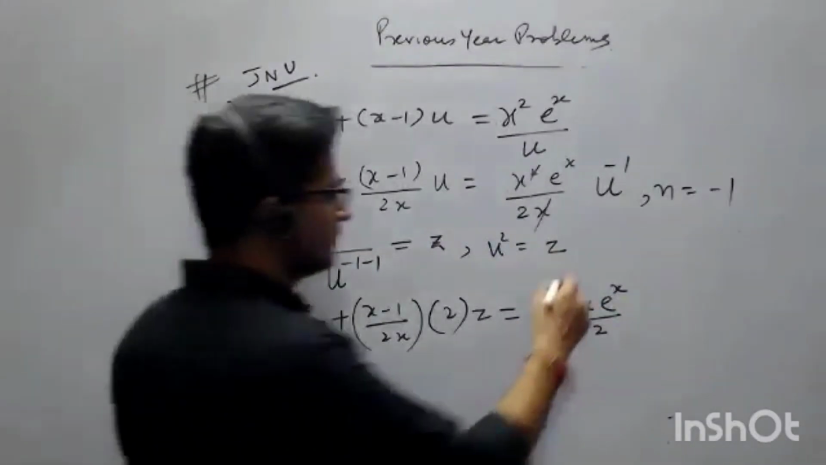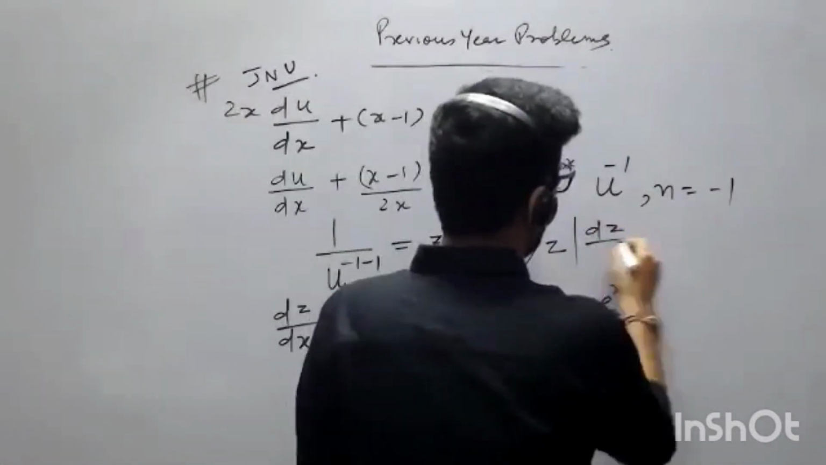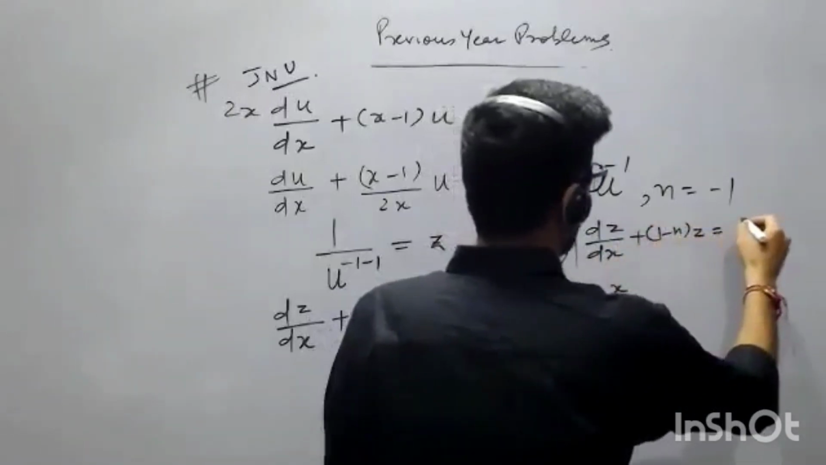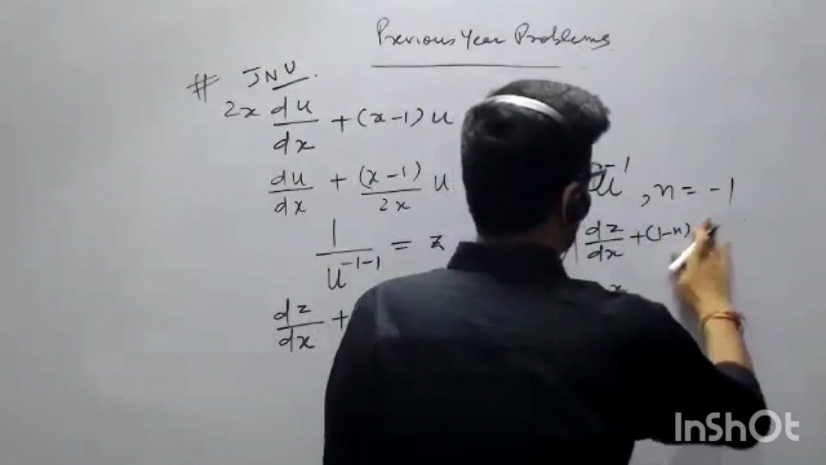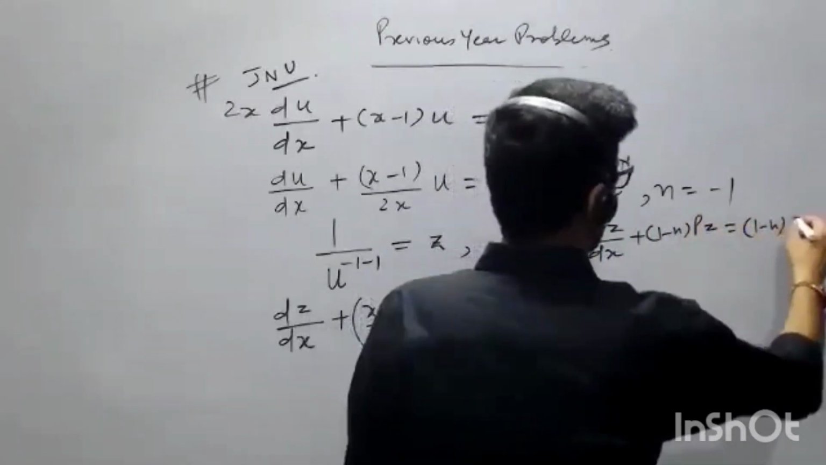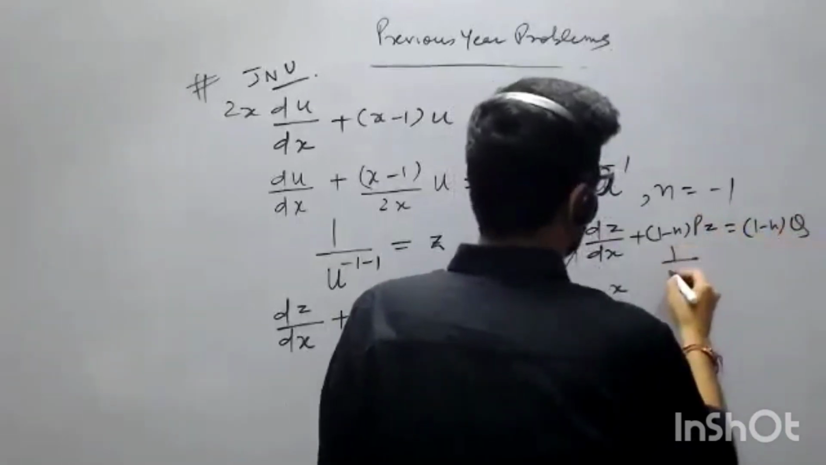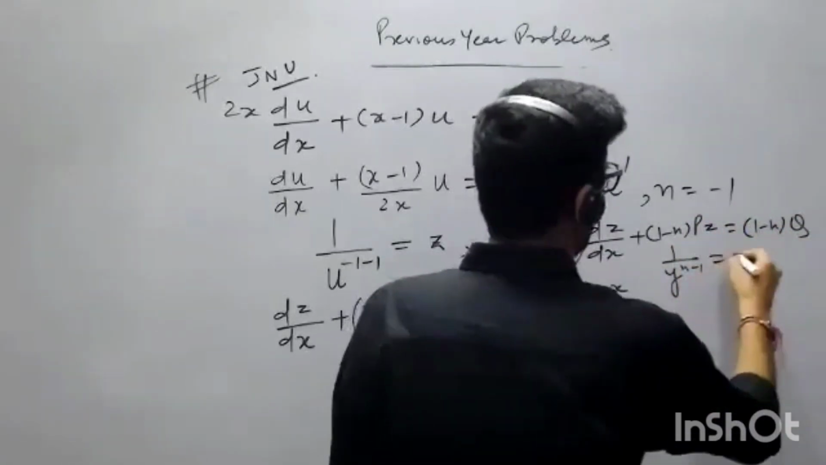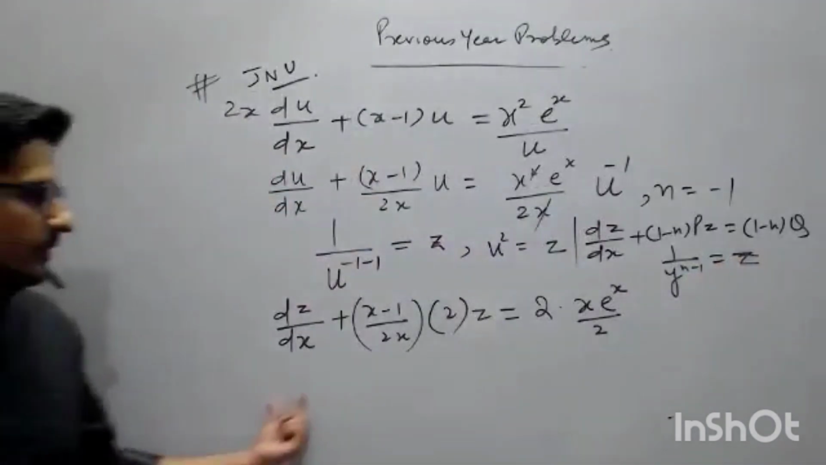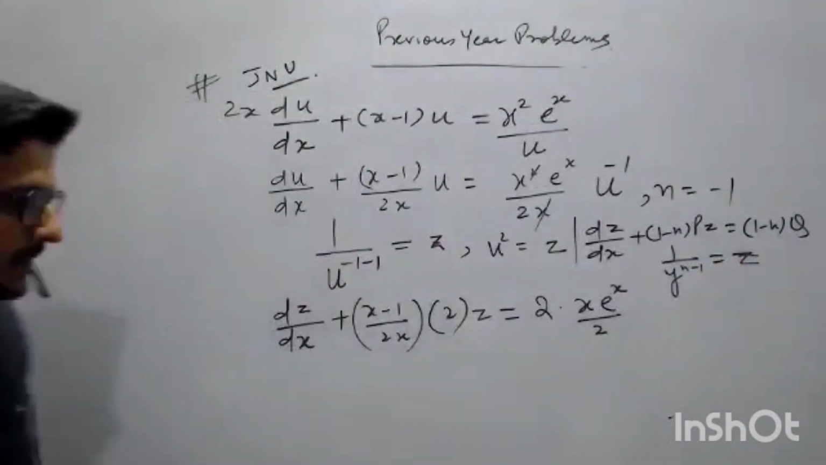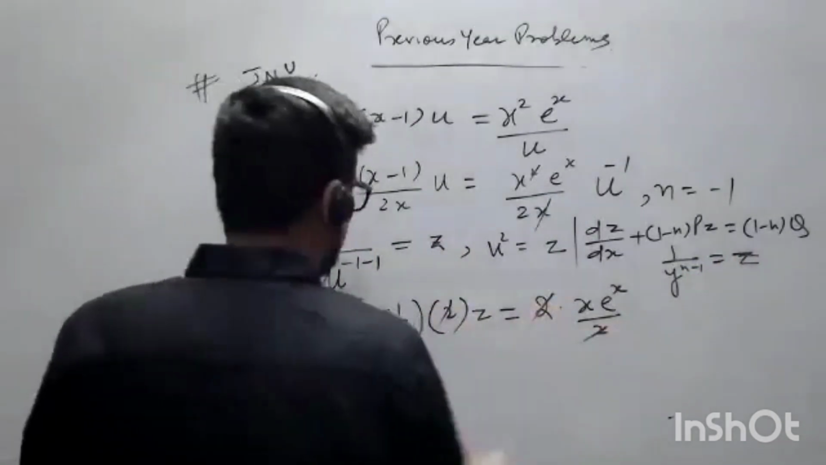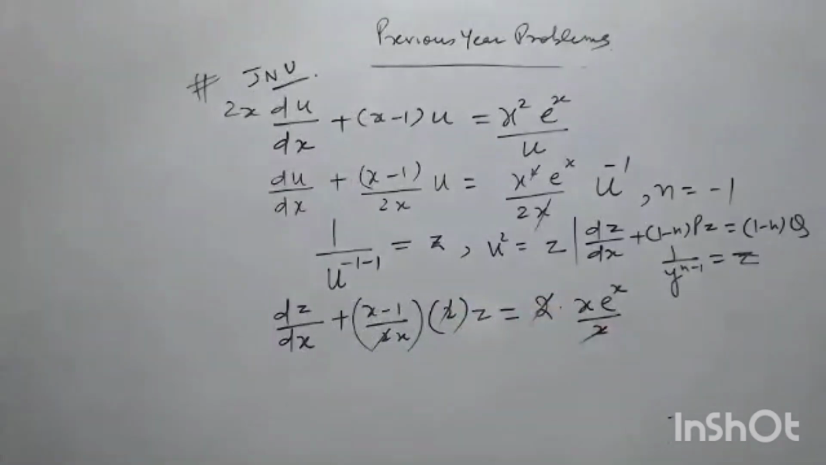Does everyone remember this form? dz by dx plus 1 minus n pz is equal to 1 minus n q. And what is the substitution? 1 upon y to the power n minus 1 is equal to z. So now this equation is a linear equation and we can solve it. 2 and 2 will cancel here. 2 and 2 will cancel here. So let us solve this equation.